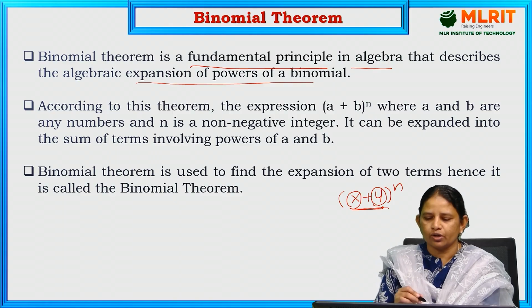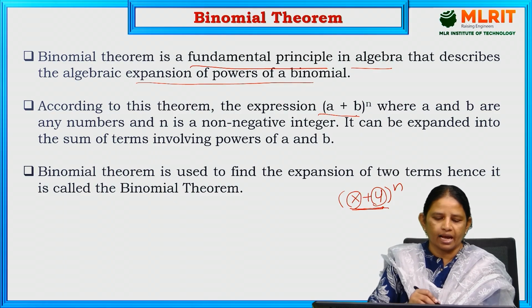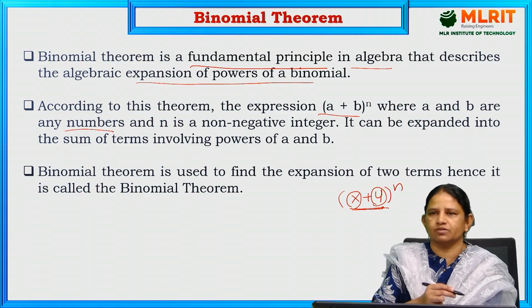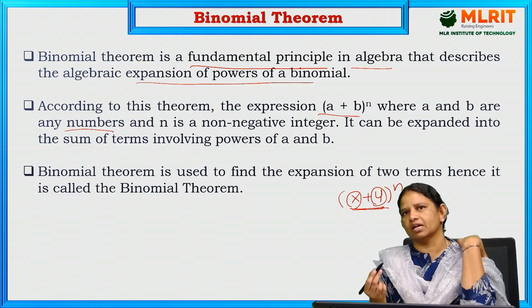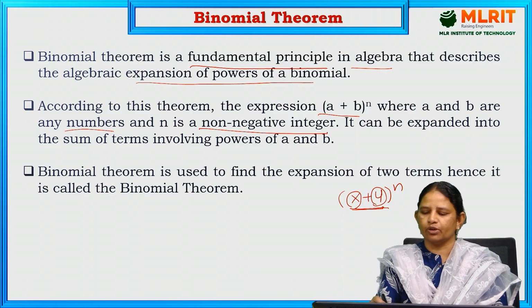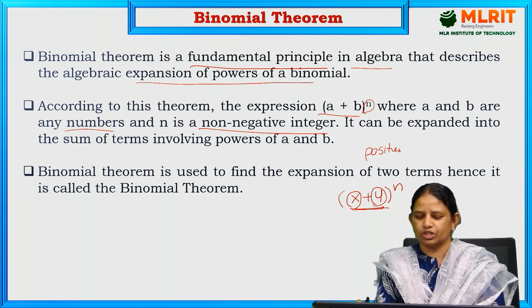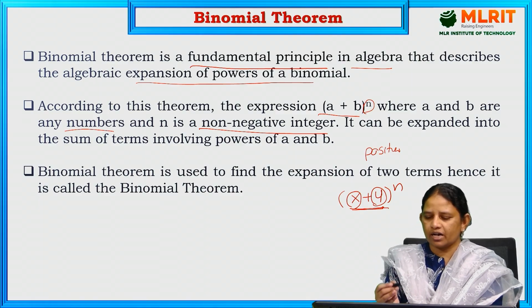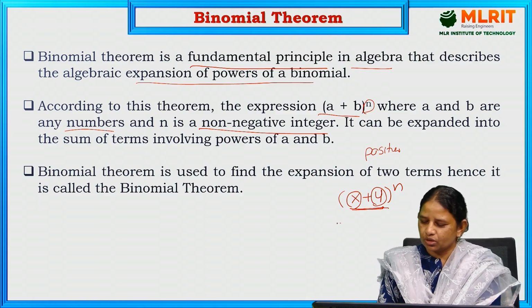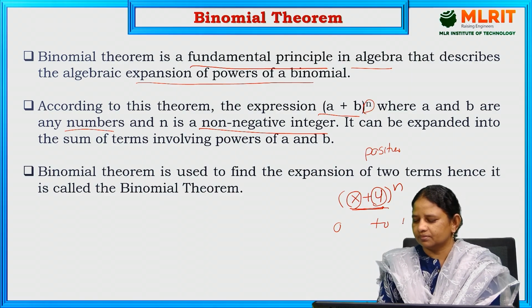So according to the theorem, the expression (a + b) to the power n, where a and b are any two numbers, we are going to consider any numbers, and n is a non-negative integer. That means the power n is a positive number. And we have to expand these terms from the 0th term to the nth term.